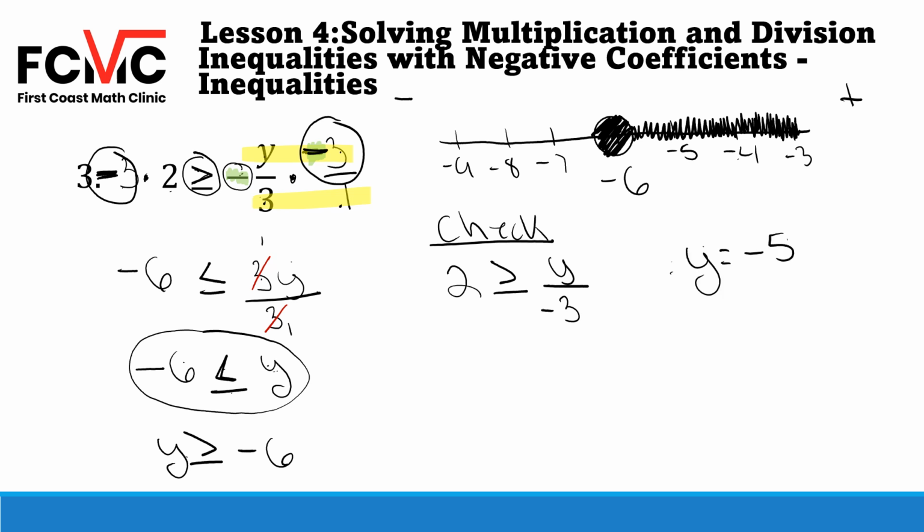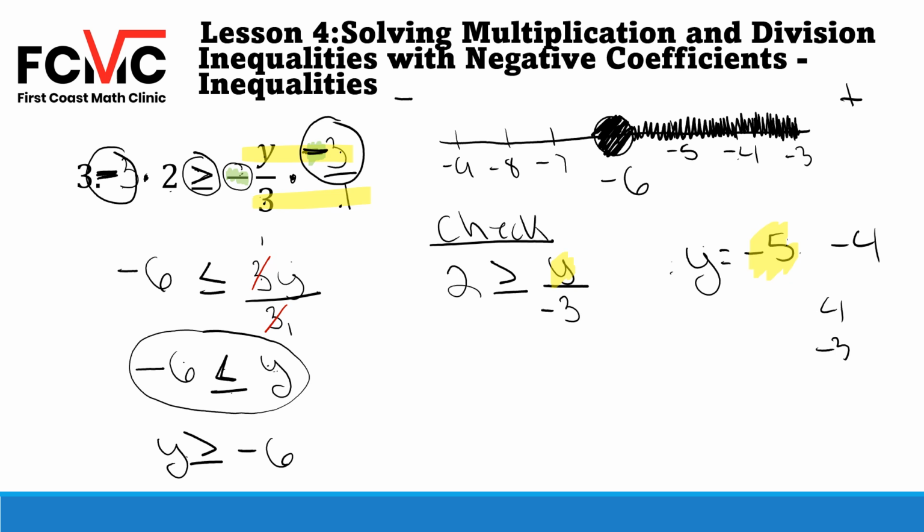Let's say I chose -5. Well, if I chose -5, that means I'm putting -5 in for y here, and I'm going to be dividing -5 by -3, and I'm going to get a decimal. I really don't want to do that. The same thing if I chose -4. I'll have -4 over -3. I really don't want to do that. I want to choose a value that I can easily divide by -3.